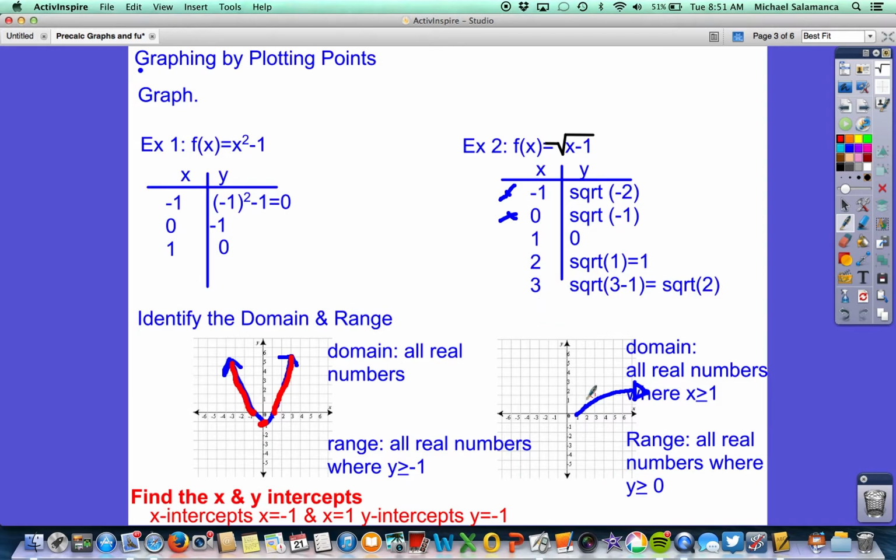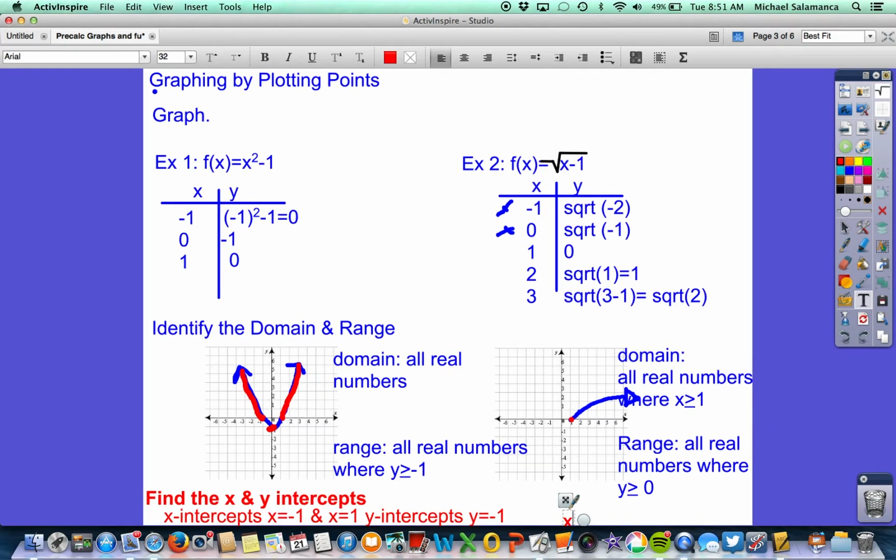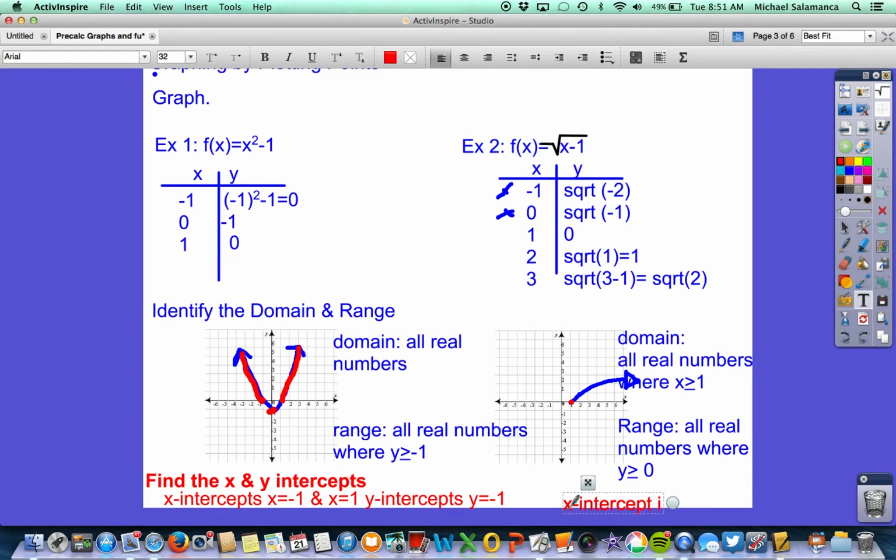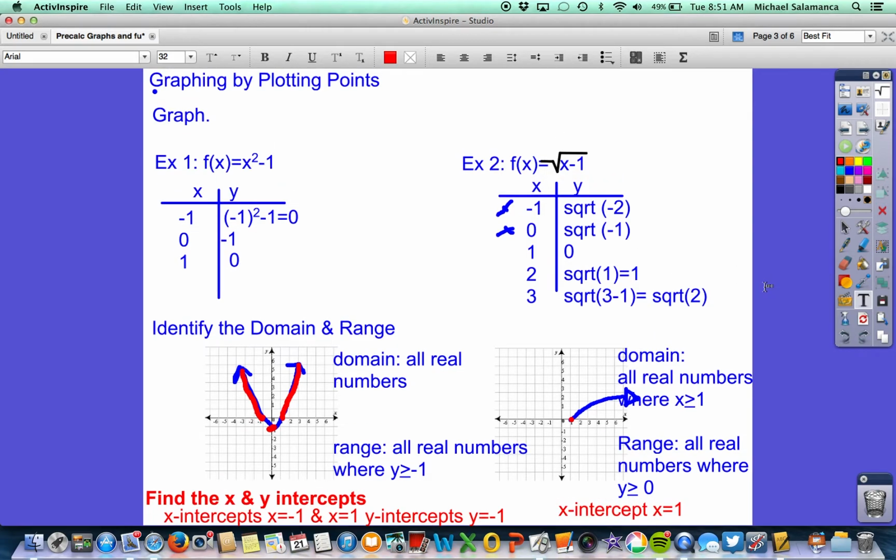So if we do the same thing for the graph on the right, notice it crosses an axis here. And that intercept is an x-intercept because that's the x-axis. So the x-intercept is where x is equal to 1. And since that's the only place where it crosses, that's your only intercept.